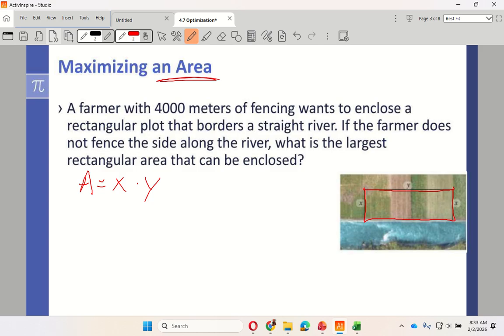Linear, which has to do with my perimeter. My perimeter would be like the circumference around the outside, right? The fence around the outside. So what's the formula for the perimeter? My perimeter is 2x plus y. Why is it not 2y? Very good. I'm not fencing along the river.